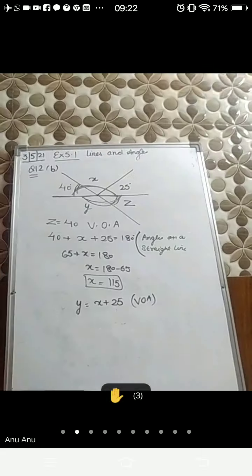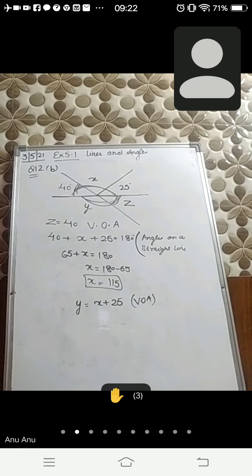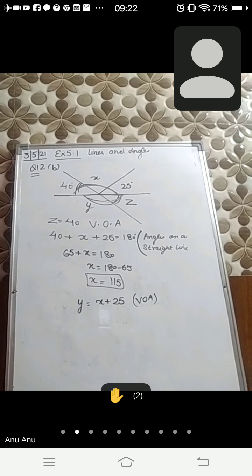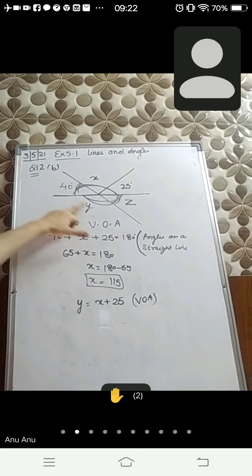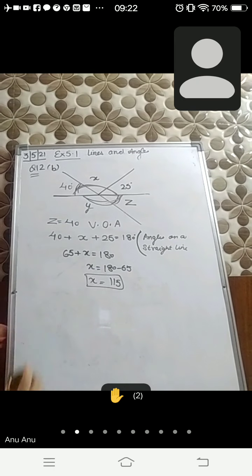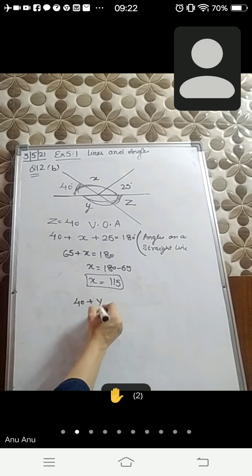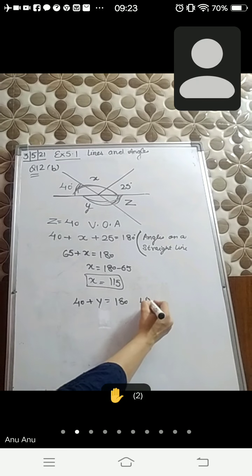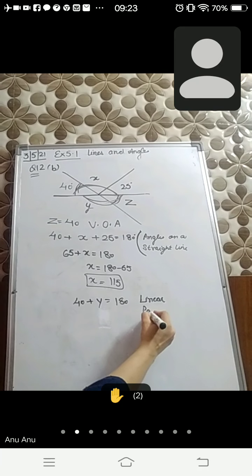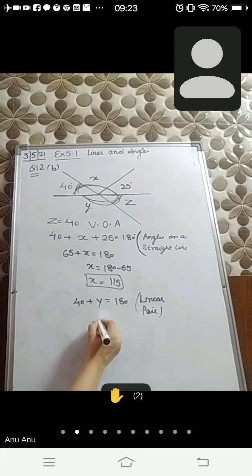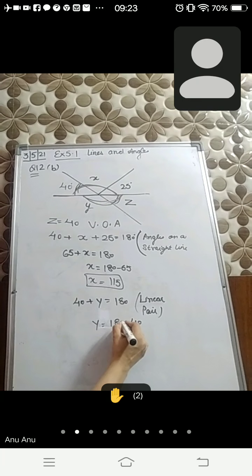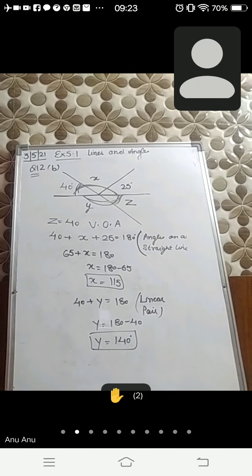So many concepts are there, beta. It's not compulsory that you have to use the same method as I am discussing. You can use any method that you know. You can take 40 plus Y as 180, and from there you will get Y. So that is, I think, much easier. You can take 40 plus Y is equal to 180, linear pair. So Y is 180 minus 40, that is 140. So Y is 140 degrees.